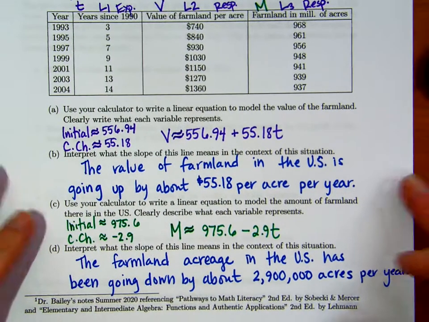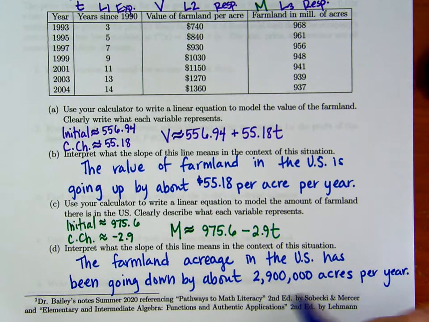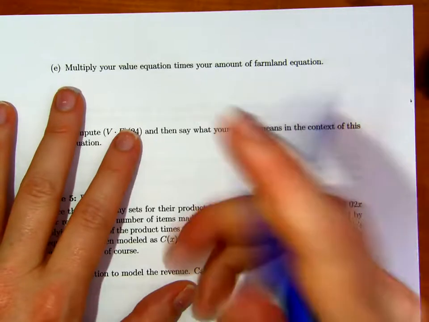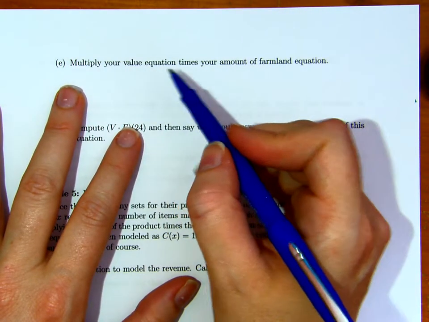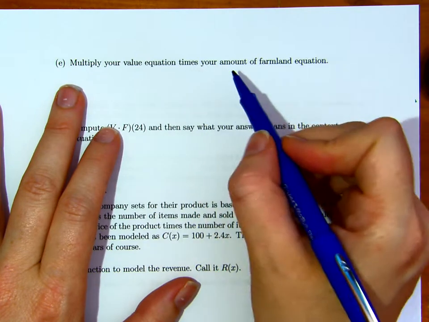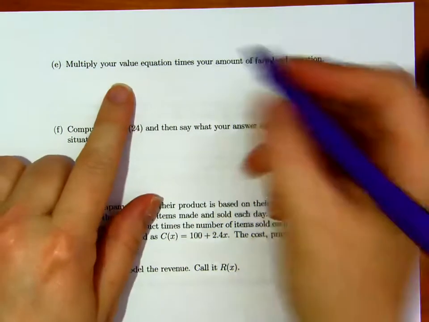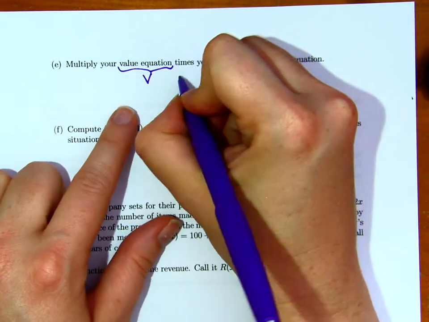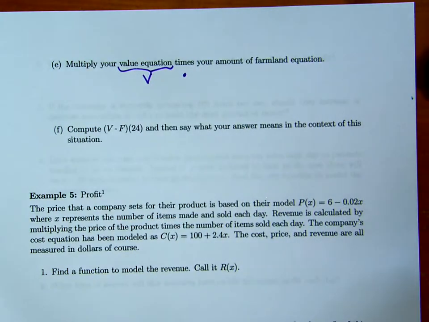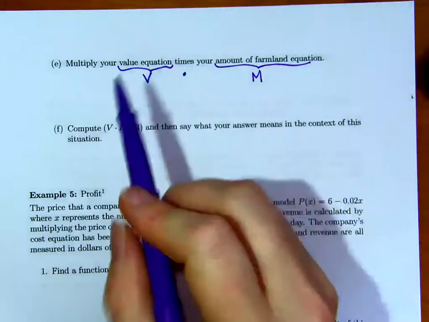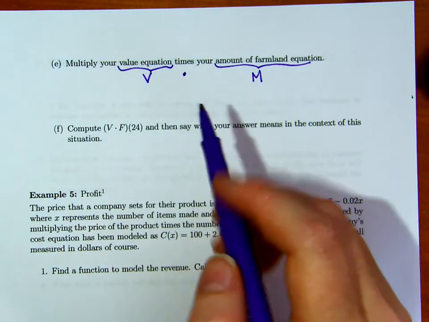Okay, farmland acreage in the United States has been going down by about 2.9 million, which is 2,900,000 acres per year. Okay, part E says multiply your value equations, so the value equation times your amount of farmland equation. Let me write this down to make sure I understand. The value equation, we called that V, times amount of farmland, we called M for millions of acres. Multiply these two.